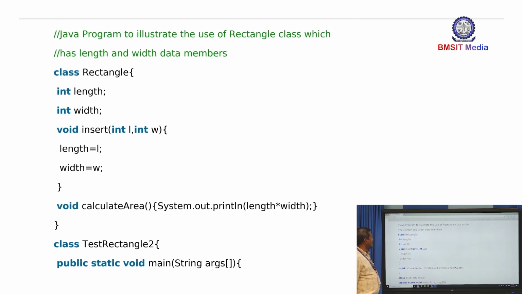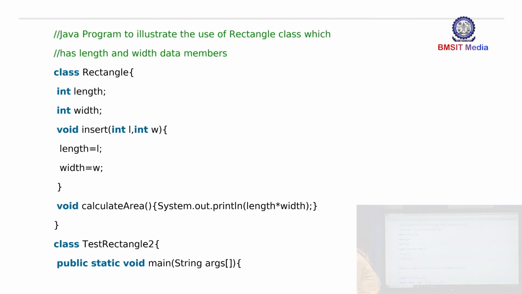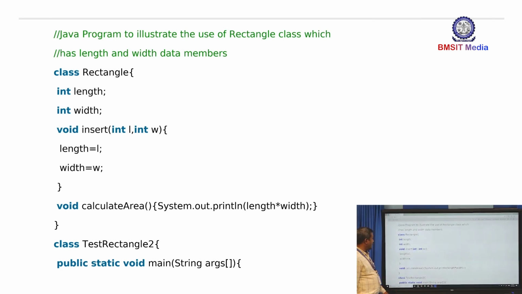Here we are creating a class called Rectangle with two fields, one called length and the other called width. Then after that we have an insert method, where length is equal to l and width is equal to w, and we are trying to calculate the area by using a calculate area method. And we are trying to print the value.